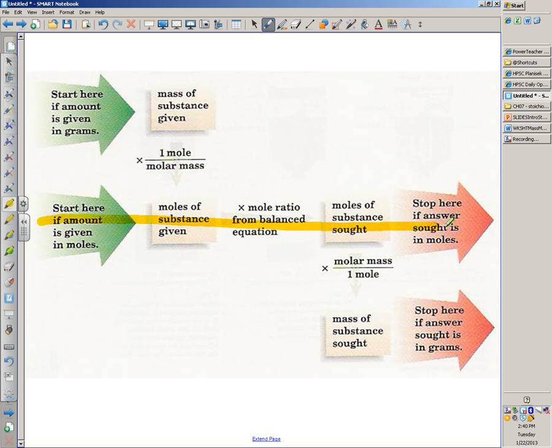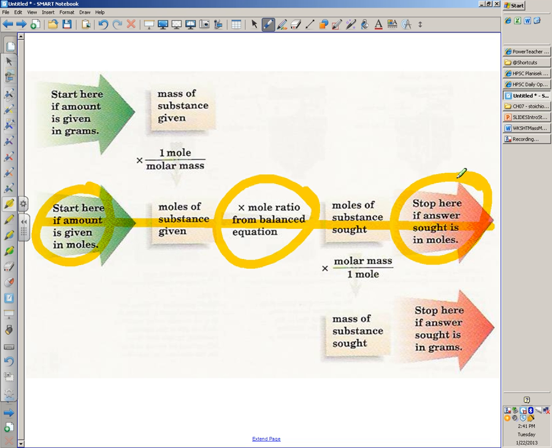We did this on Friday. We started off with a substance in moles, and then we used a very important conversion factor called the mole ratio to compare one set of moles to another set of moles. And then we ended with an answer in moles, which is great. That's the concept of the mole ratio, and it compares one part of the equation to another part of the equation.